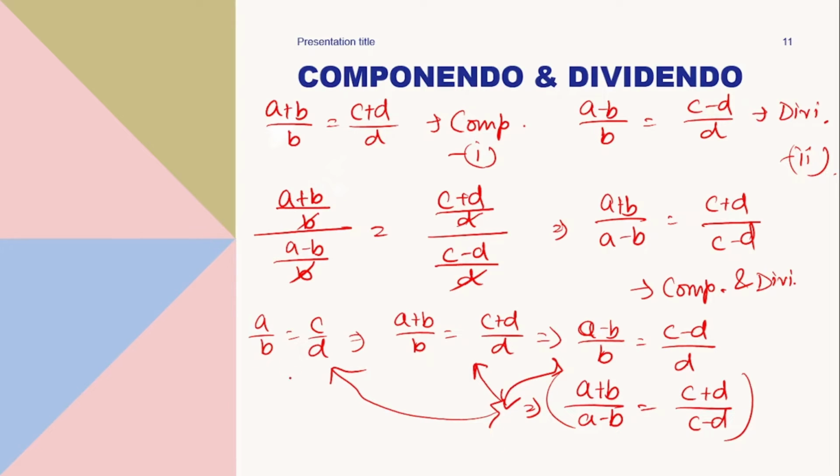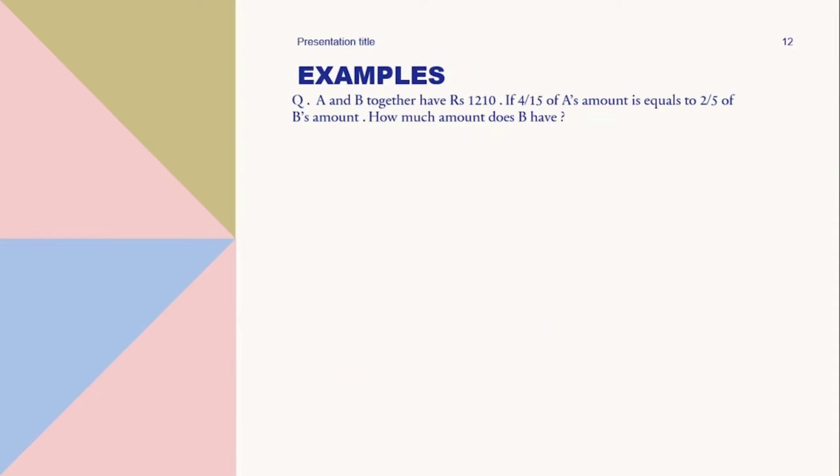Okay, from here you can come here, from here you can come here, from here also you can come here. I think you all have understood these questions, this concept, and so let's go for practicing some examples. So first question is in front of you.